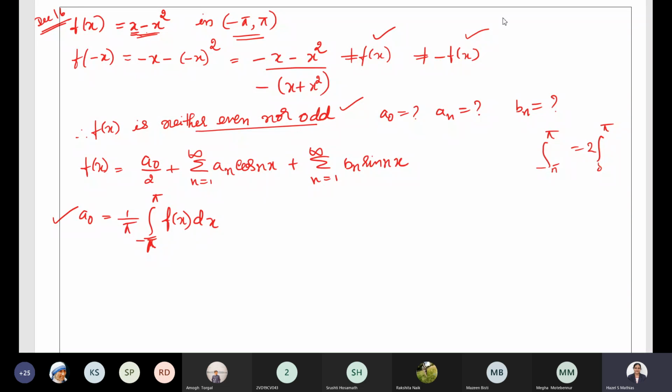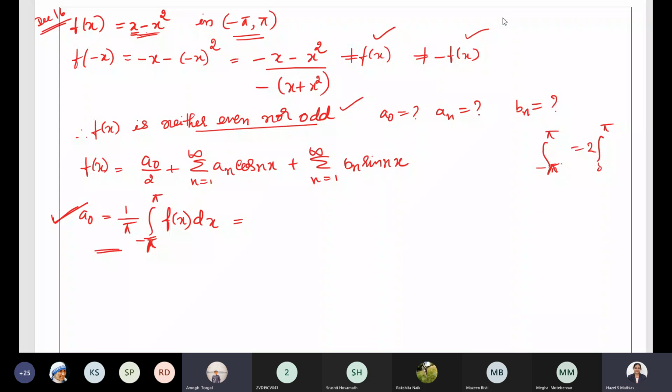This is the change you need to remember. But when the function happens to be either even or odd, we write minus pi to pi as 2 times 0 to pi. So that is the difference you should be able to make out. Remember only this formula. But when you get it in the formula, if it is an even or odd function, you have to do it as 2 times 0 to pi. Is it okay, everybody?